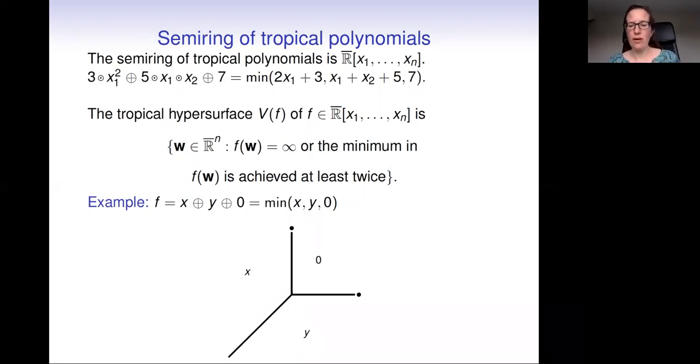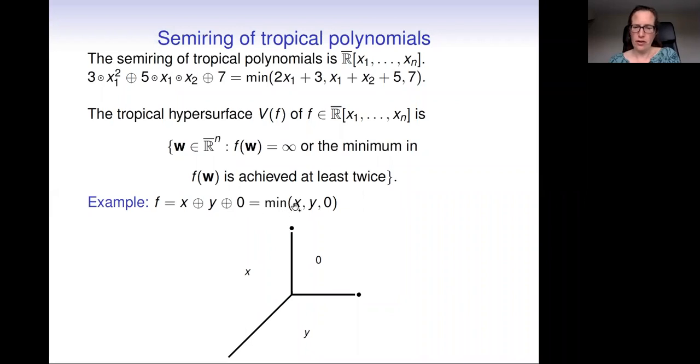Here's the one most important example; they essentially take away your tropical geometry license if you don't include this in the introduction to tropical geometry. This is the tropical line. If I start with x plus y plus 0, the first thing you notice is 0 is the multiplicative identity, not the additive identity, so I can't just remove the 0. In usual arithmetic, this is the minimum of x, y, and 0.